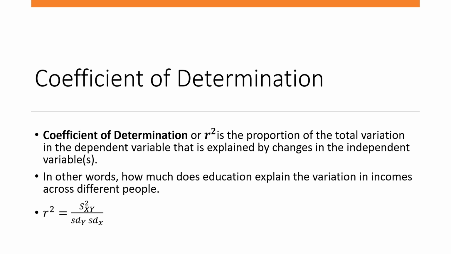R square is the proportion of the total variation in the dependent variable that is explained by changes in the independent variables. In other words, how much does education explain the variation in incomes across different people, would be another way of saying that. And we're going to calculate this using the following equation. This equation says that our R squared, or coefficient of determination, is going to be equal to the covariance for xy divided by the standard deviation for y times the standard deviation for x.